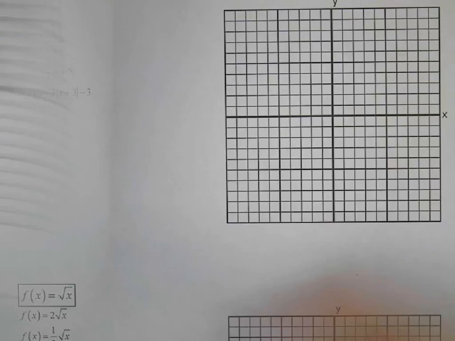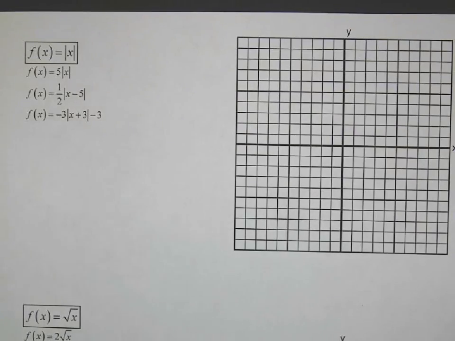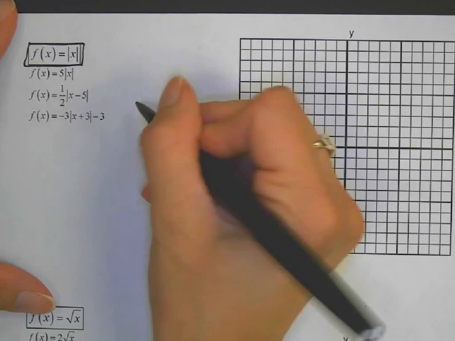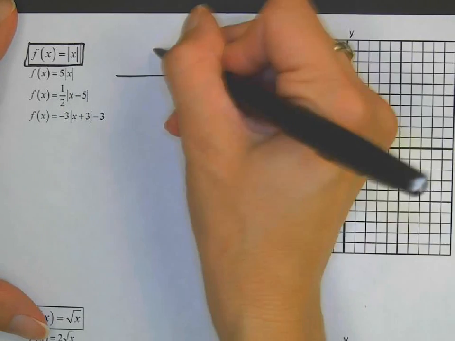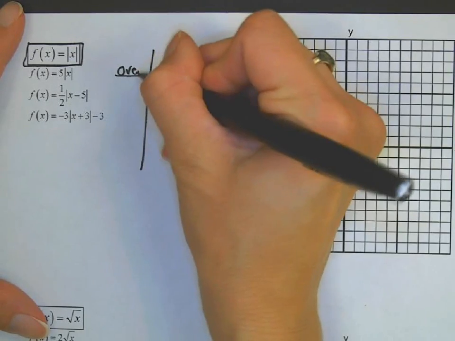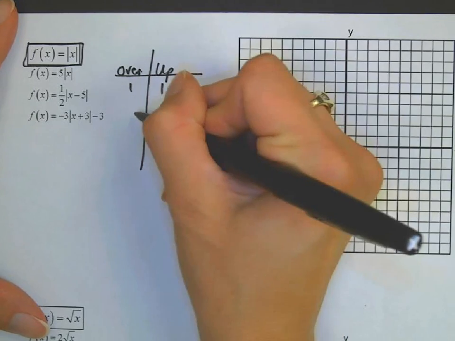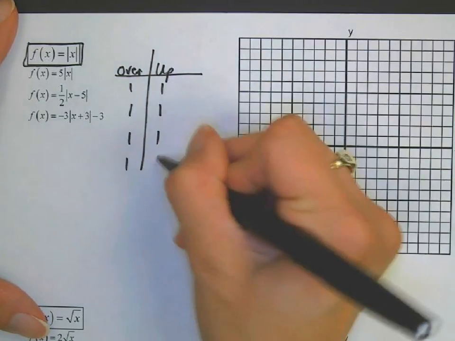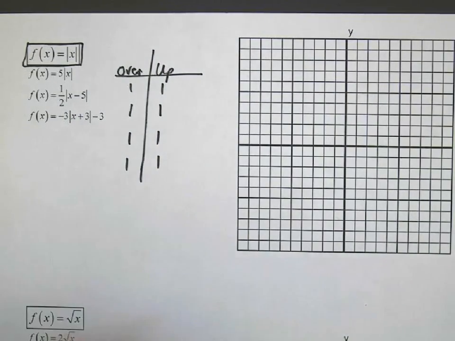Alright, the third type of graph that we have is an absolute value graph. Did you guys study him last night? I hope you did. The absolute value graph has a growth pattern. He goes over 1, up 1. And then he goes over 1, up 1. Over 1, up 1. Over 1, up 1. That's going to be nice.